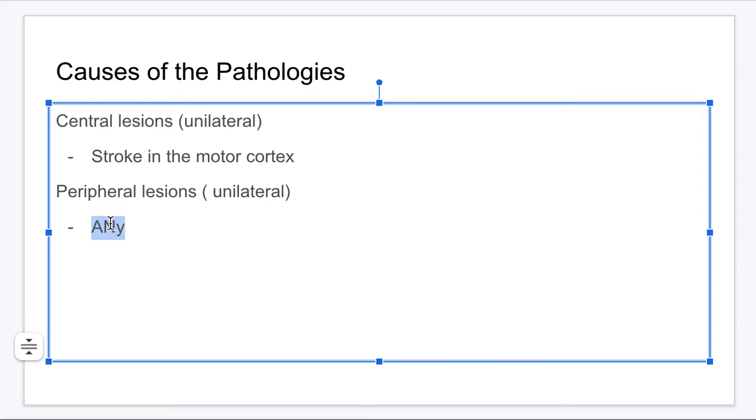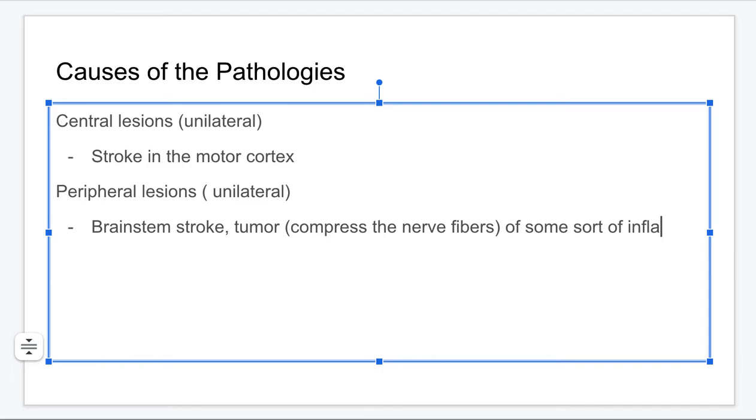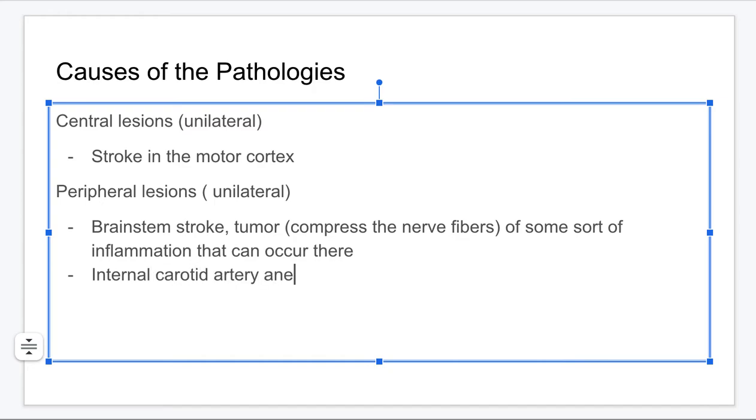Peripheral lesions can be due to any sort of problem that messes up any of the fibers that are there. For example, a brainstem stroke can be there, or maybe some sort of tumor that can compress the nerve fibers, or some sort of inflammation that can occur there. But one other one I really want to mention is going to be internal carotid artery aneurysm.